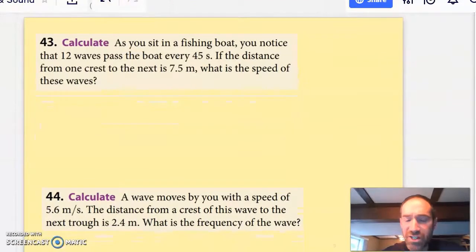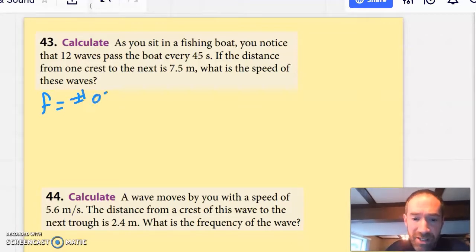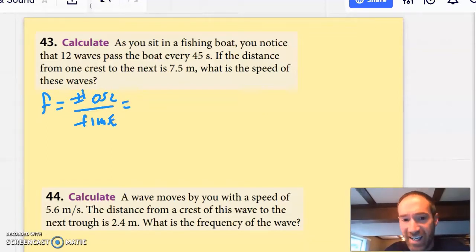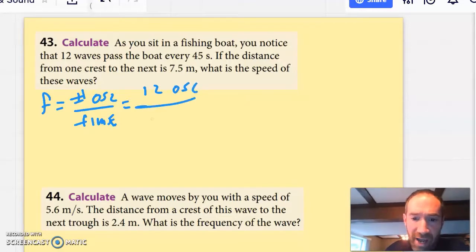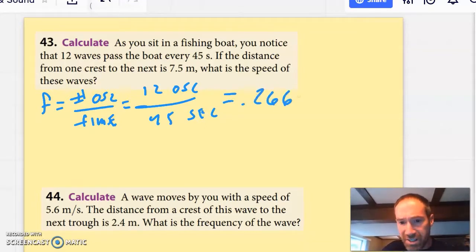On number 43, it says you sit in a fishing boat and you notice that 12 waves pass the boat every 45 seconds. And so 12 waves every 45 seconds is a way for them to tell you the period and frequency. If I wanted the frequency, I can take that number of oscillations and divide by the time that took to happen. Notice I write it out as time and not just a capital T, because that's not necessarily the period. It's just a corresponding number of oscillations and a corresponding amount of time. And so I'm going to say that there are 12 oscillations, 12 waves pass in 45 seconds. And so that gives me 0.2667 hertz for the frequency.